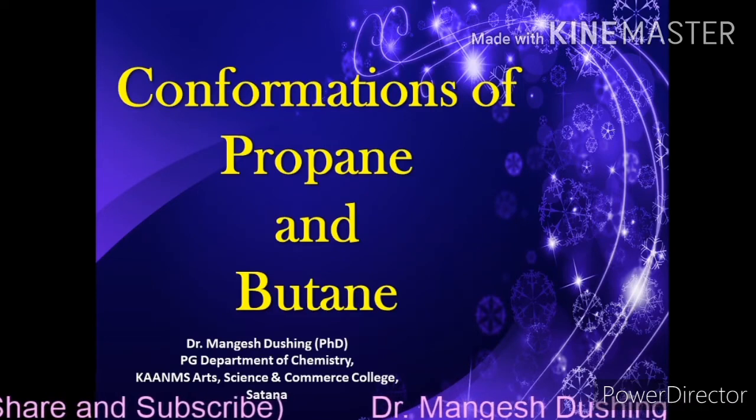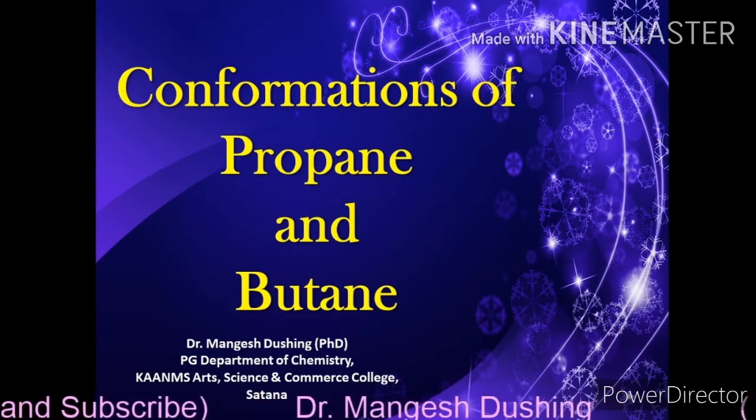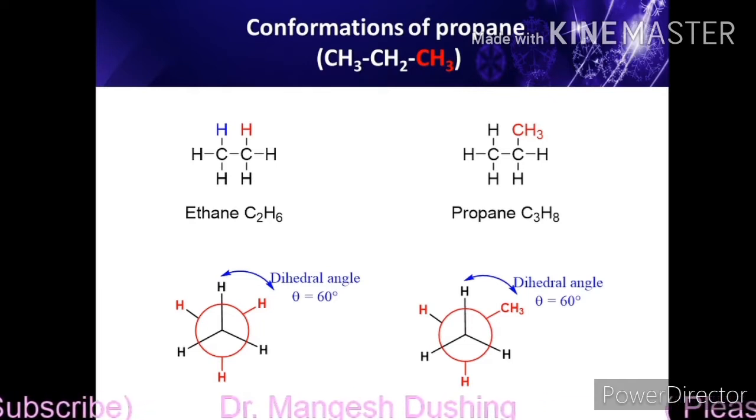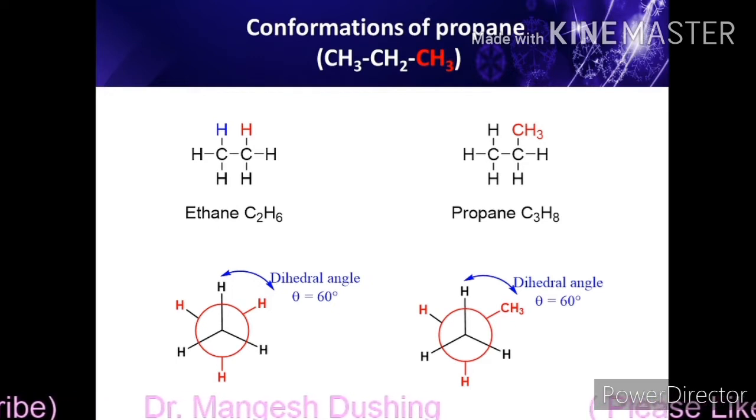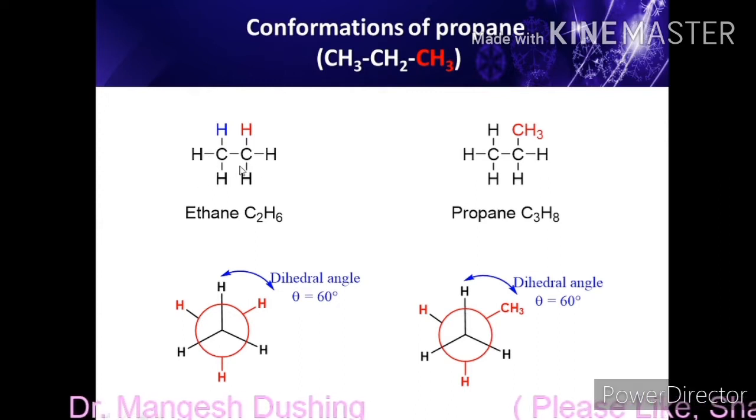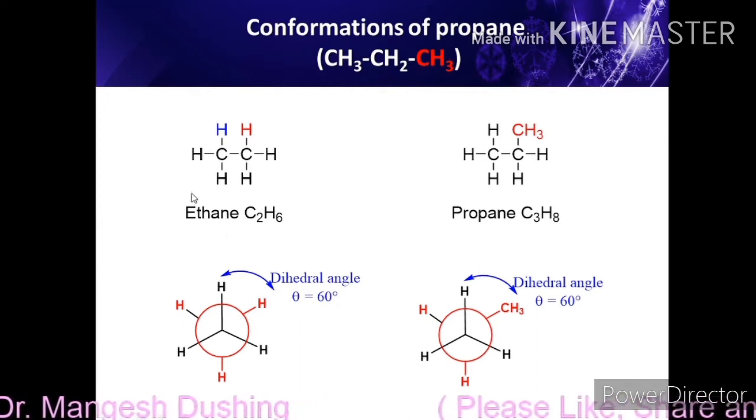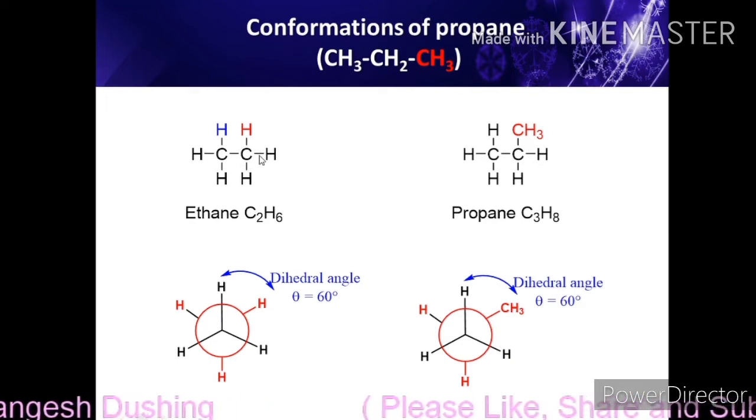In this video, we will learn conformations of propane and butane. In last video, we saw relative potential energies and conformations of ethane. So this is ethane, CH3, and this is the Newman projection formula for ethane. We are seeing a molecule along this carbon-carbon bond.